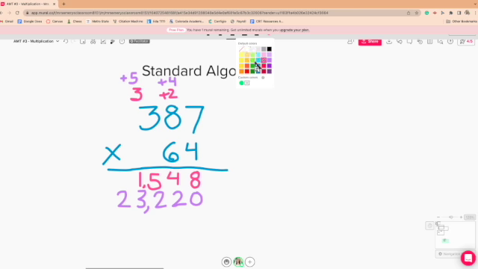So we have these two numbers here. All we need to do to get our final product is add them together. So 8 plus 0 is 8. 4 plus 2 is 6. 5 plus 2 is 7. 1 plus 3 is 4. And 0 plus 2 is 2. So our final answer, the product of 387 times 64, is 24,768.